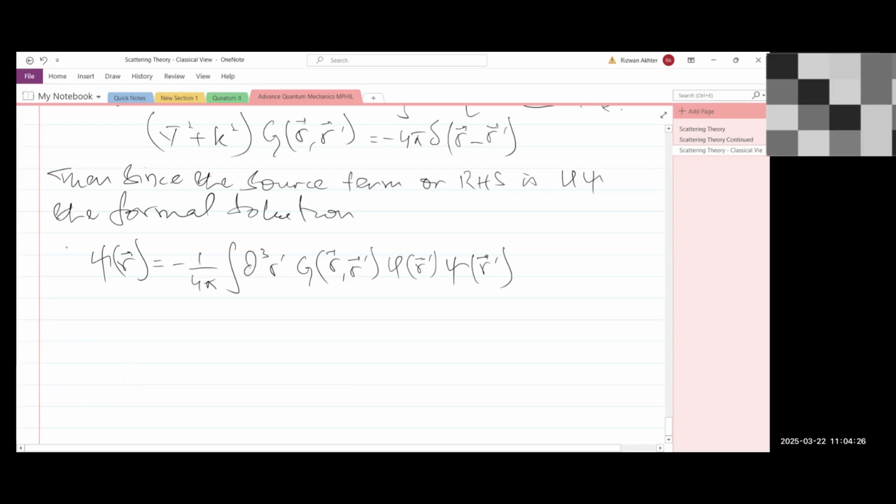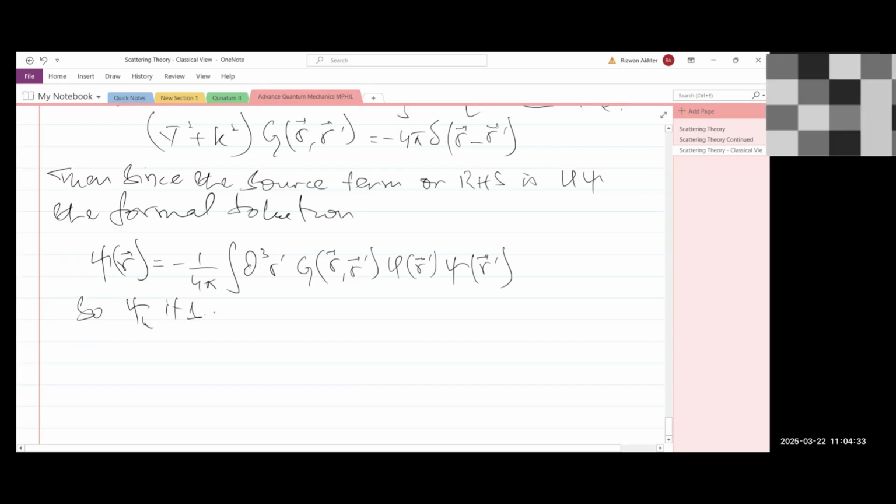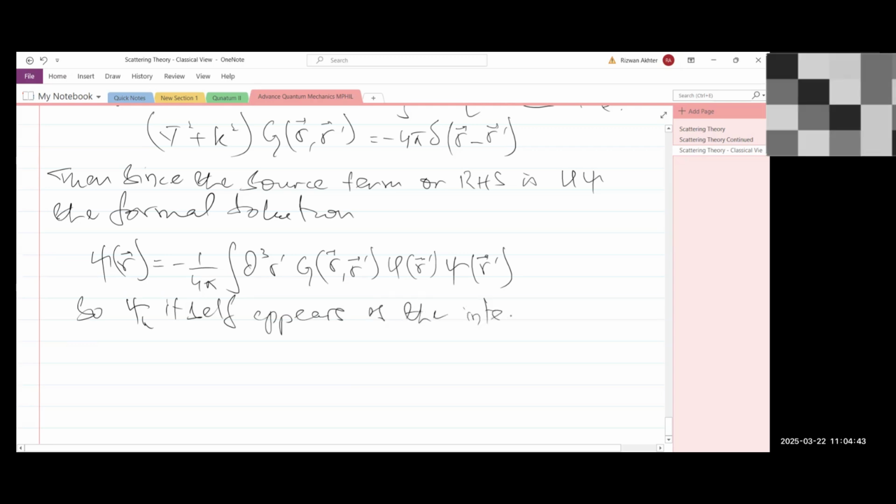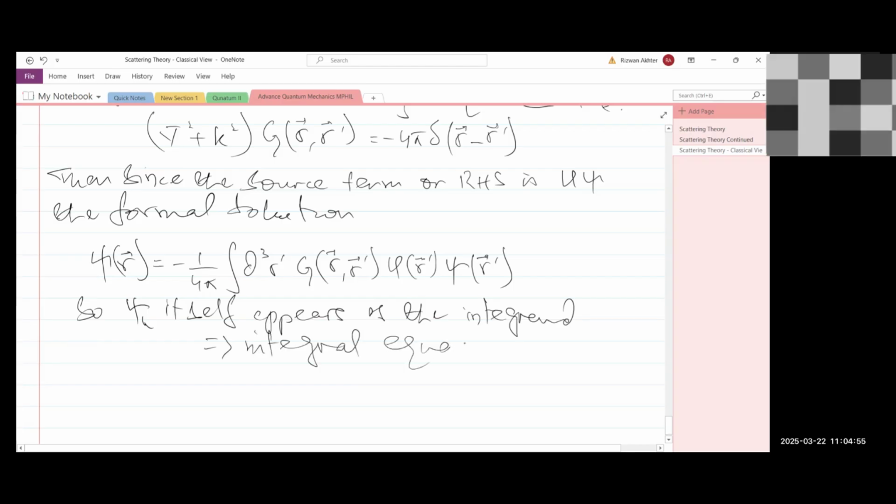So psi k itself appears as the integrand, and that's why we call it an integral equation. Okay, so this is basically some integral equation.